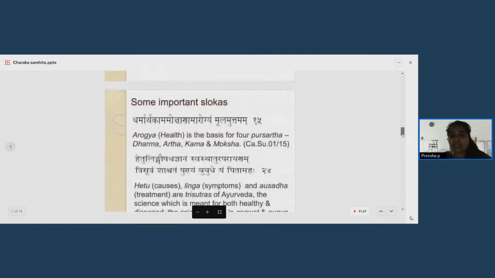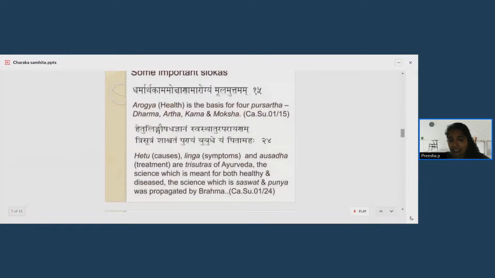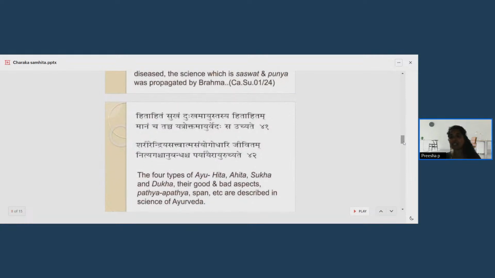Dharmartha Kama Mokshanam Arogyam Mulamuttamam. We know it is told in the first chapter of Charaka Sutra. Hetu Linga Aushadha Jnana is also told. The Dirghanjiviteeya Adhyaya is also told. And Ayurveda is Shashwata and Punya, propagated by Brahma. These were the important areas where Ayurveda was given an upper hand, or considered a divine principle. That divinity is explained in the first 2 shlokas of the first chapter.